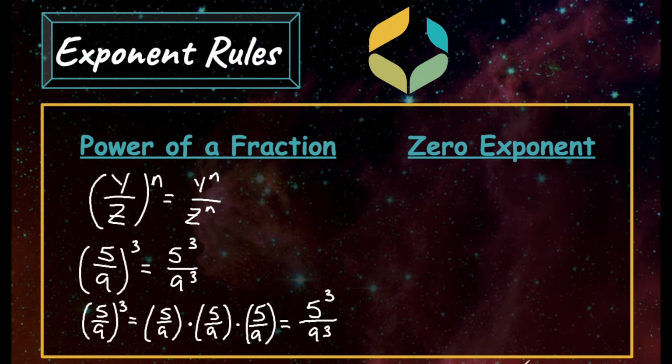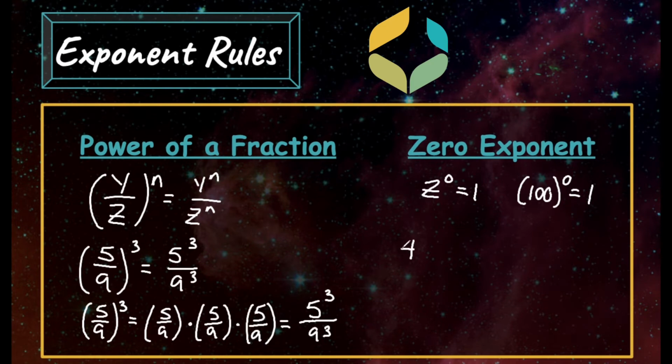The zero exponent tells us that whenever we have something raised to the power of 0, the solution is just going to be 1. So if we have z raised to the power of 0, this will be 1. If we have 100 raised to the power of 0, this will also be 1. And this should make sense.